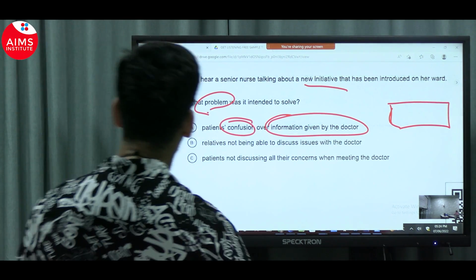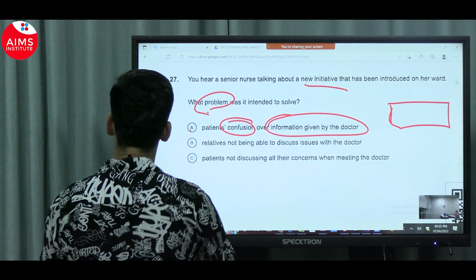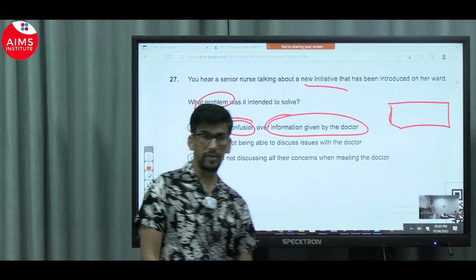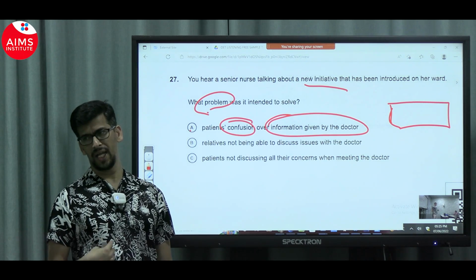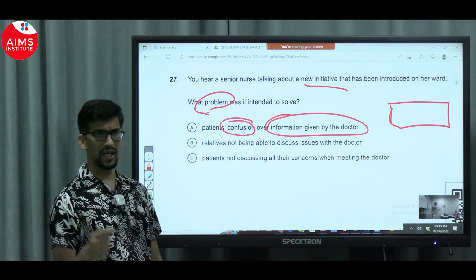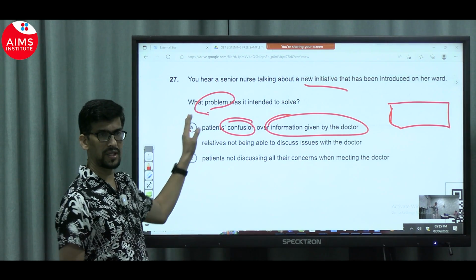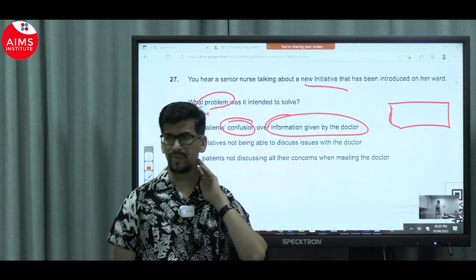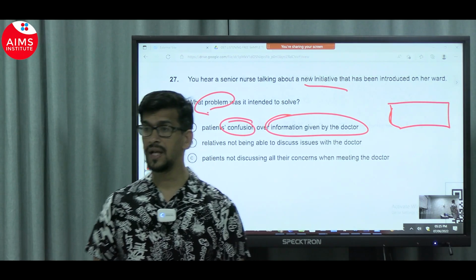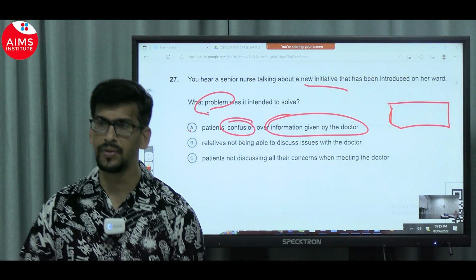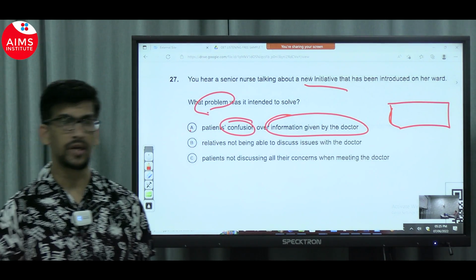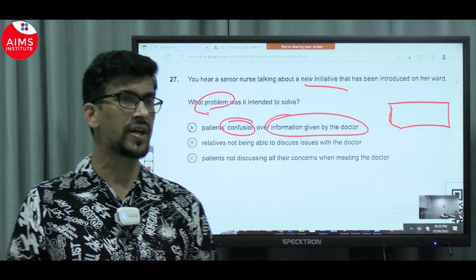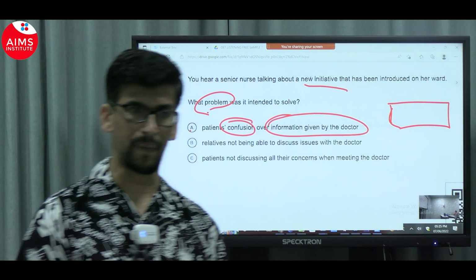Okay? Simply seeing confusion, don't jump into the answer. If the doctor explained everything well, then maybe the patient has confusion, I agree. But that is not the reason that they are introducing the initiative. They might say, sometimes poor communication is happening even in the pharmacies. Although the doctor is explaining everything well and prescribing the medicines correctly, when it comes to pharmacies, sometimes miscommunications happen there. And we can't do anything so easily now.